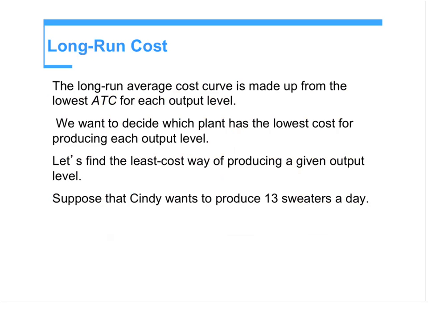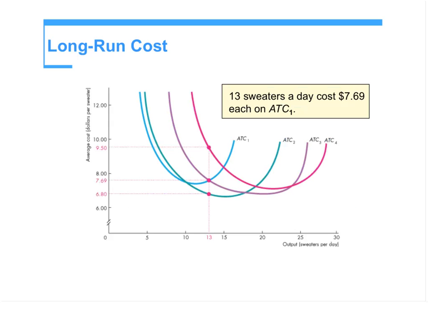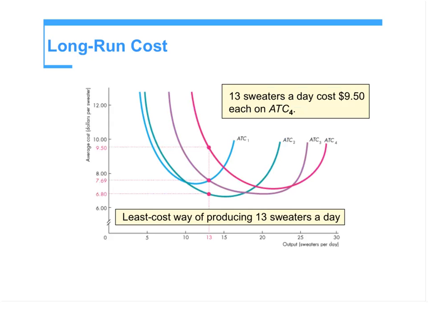Suppose he wants to produce 13 sweaters a day. 13 sweaters a day cost 7.69 on each of them, right? On plant number 2, 13 sweaters a day cost 6.8 each on average total cost. On number 3, it's 7.69. On number 4, it costs 9.50. So on average total cost, number 2 is the most reasonable, most efficient price.